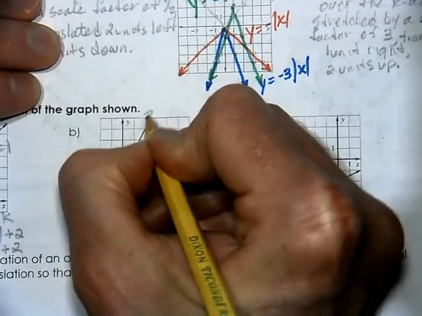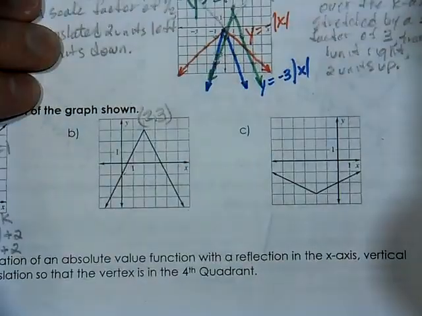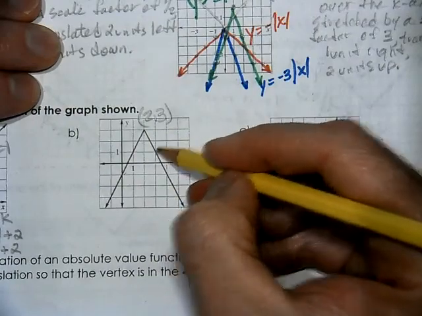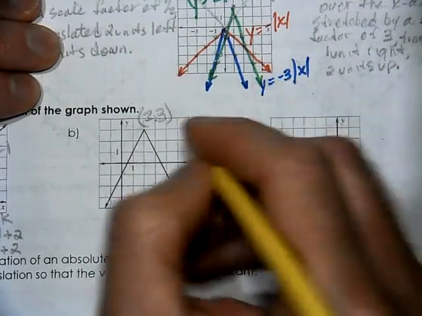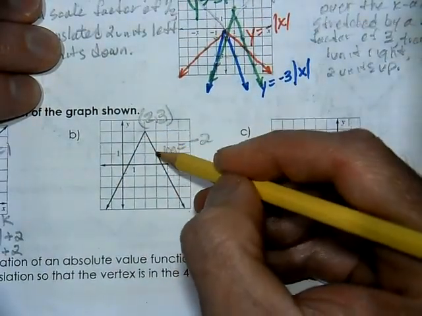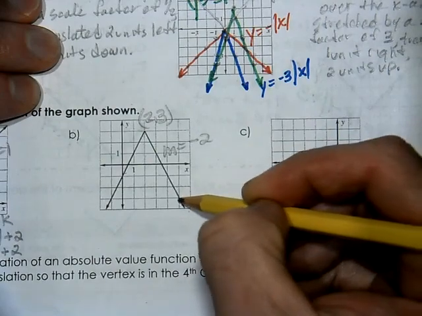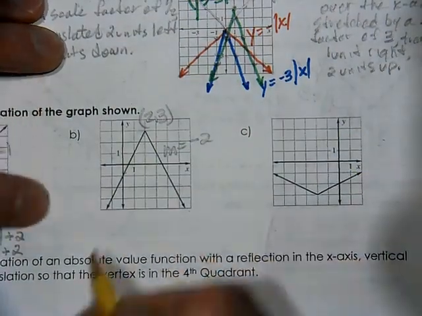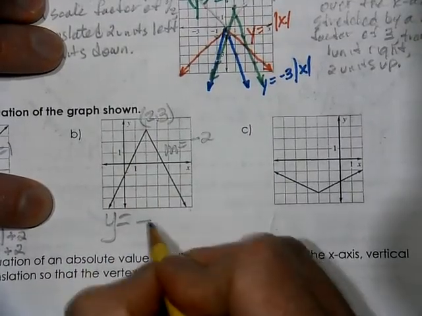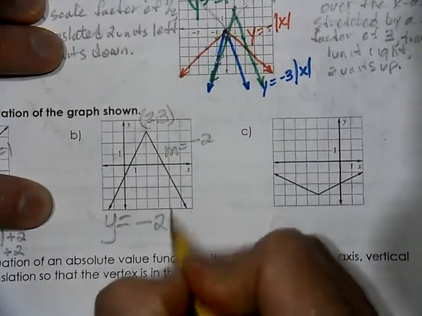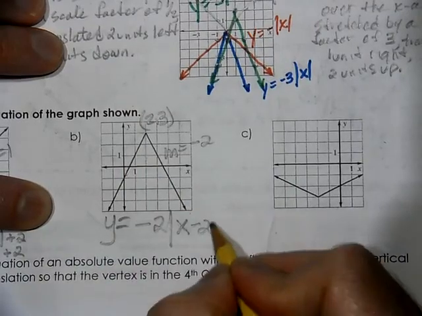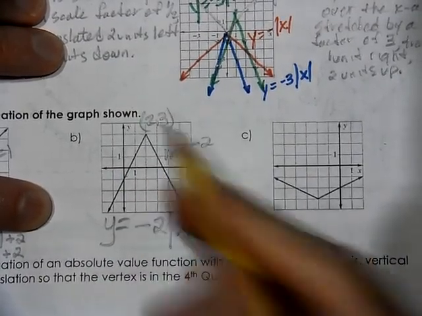Over 2 and up 3. That's our vertex. Our slope to the right is down 2, positive 1. So the slope is -2. Down 2 over 1, down 2 over 1. Be sure the slope is consistent. So we can write our equation as negative because it opens down, 2 because that's our slope, absolute value of x minus 2 because it moves to the right, and plus 3 because it moves up.